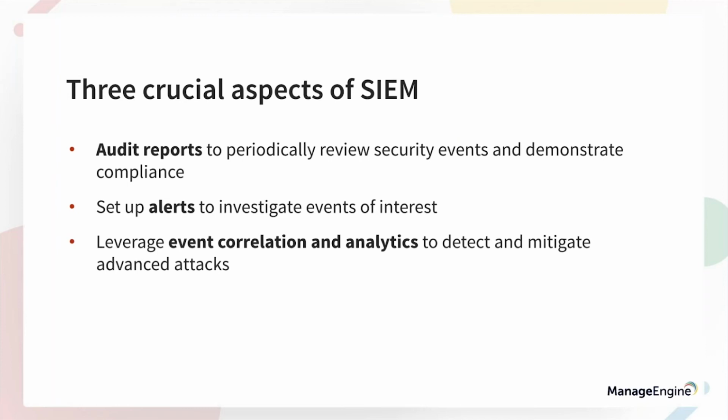So this brings me to the three crucial aspects of SIEM, right? And we're going to see examples and use cases for each of these things. So the first and foremost thing that SIEM gave to security administrators when it came into existence 10 or 12 years ago was reporting capability, right? Audit reports to review security events and demonstrate compliance. In fact, that was one of the major reasons why people were evaluating SIEM tools, right? So you want to ensure that you're able to do this. This is still very relevant today, right?